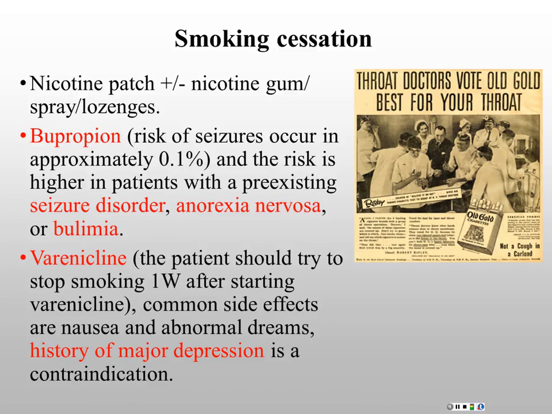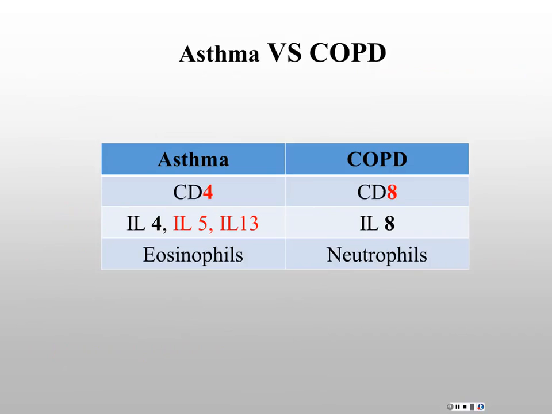Smoking cessation, you have different categories to choose in between. Just remember the side effects for the boards. You shouldn't use Wellbutrin if you have a risk of seizure, and you shouldn't use Chantix or varenicline if you have a history of depression.